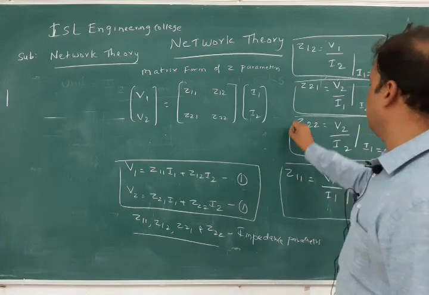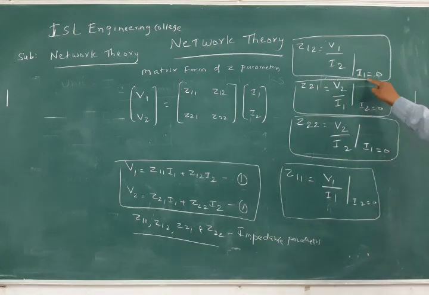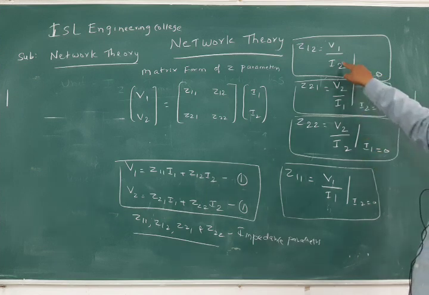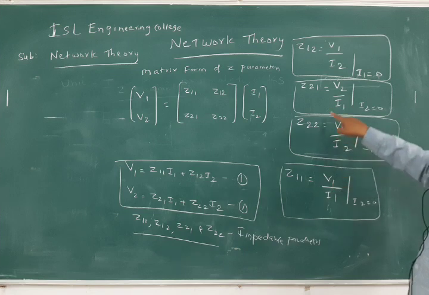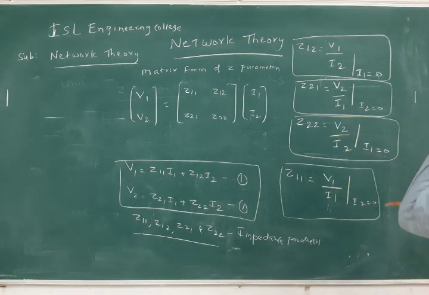If you observe this, here I1 is equal to 0 and here I1 is equal to 0, for Z12 and Z22, and here for Z21 and Z11 you can see that I2 is equal to 0 and here I2 is equal to 0.